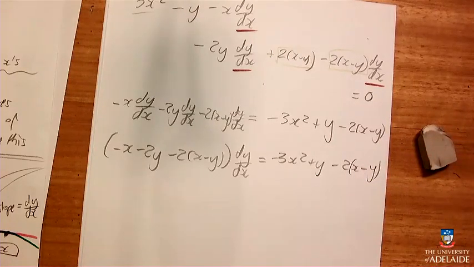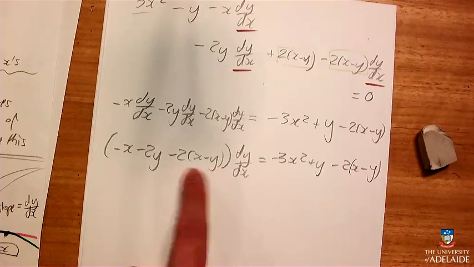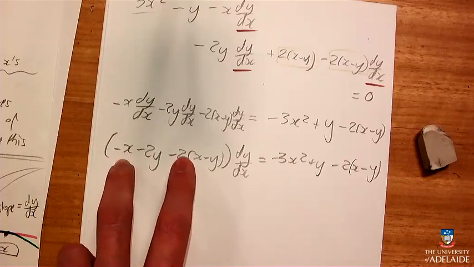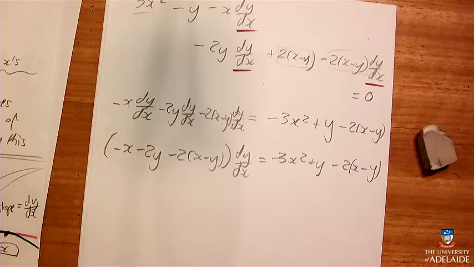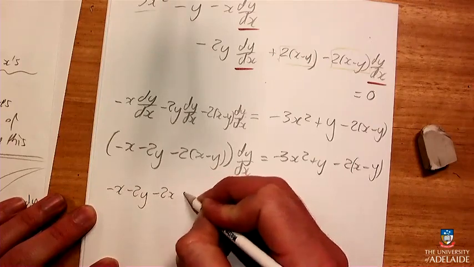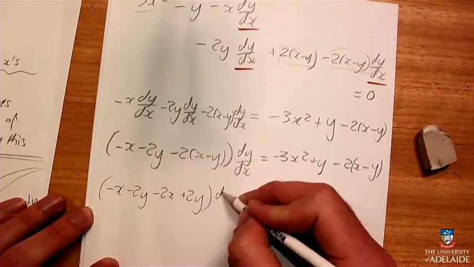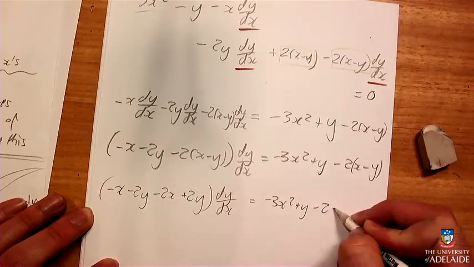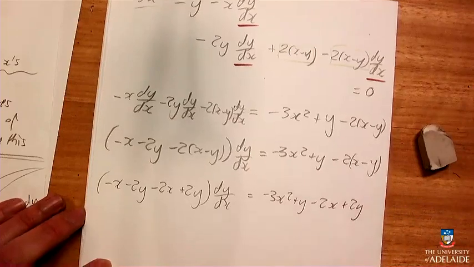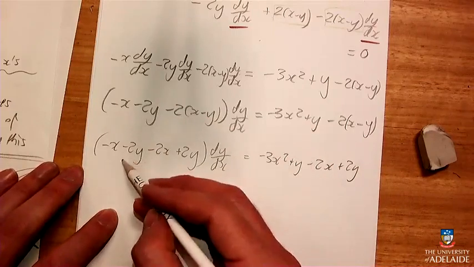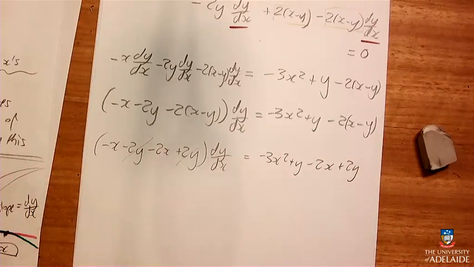Okay. At this stage, it's probably worthwhile expanding this out now, I think, because I can see that this minus x will combine with the minus 2x. So I might do that now. Oh, sweet. Okay, I've just expanded out this bracket, and look at that, a minus 2y and a plus 2y. Sweet. That's beautiful.